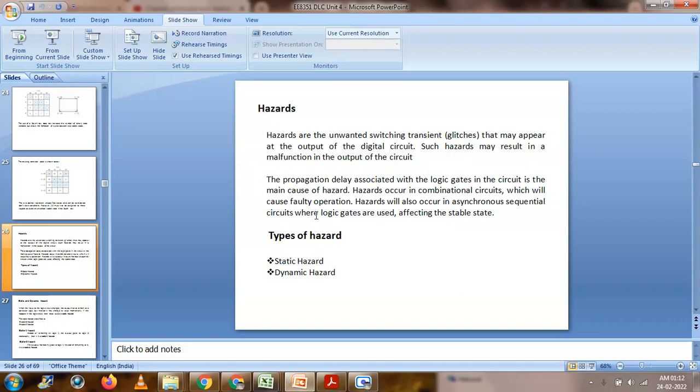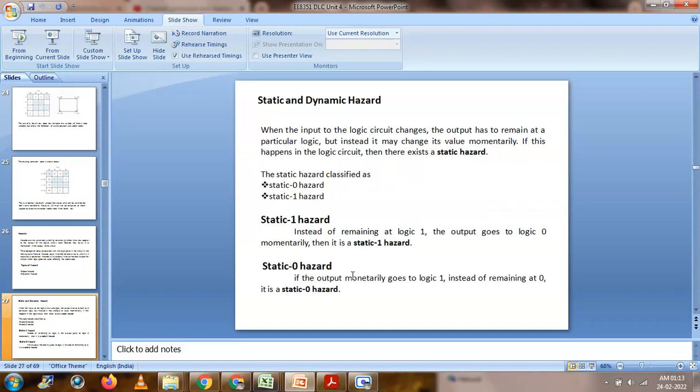The propagation delay in the logic circuit is the main cause of hazards. Hazards occur in combinational circuits, and also in synchronous circuits. So there are two types of hazard. One is static hazard, another one is dynamic hazard.